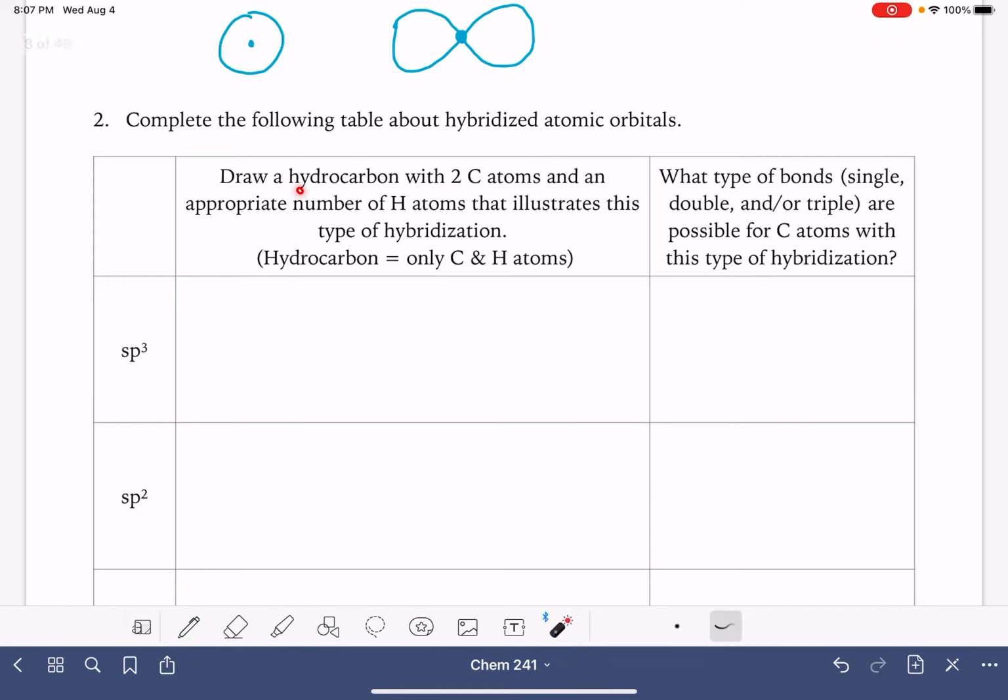First, we're going to draw a hydrocarbon that has 2 carbon atoms and an appropriate number of hydrogen atoms that illustrates sp3 hybridization. So we want 2 carbon atoms, and we want as many hydrogen atoms as necessary so that we have sp3 hybridization on our carbon atoms.